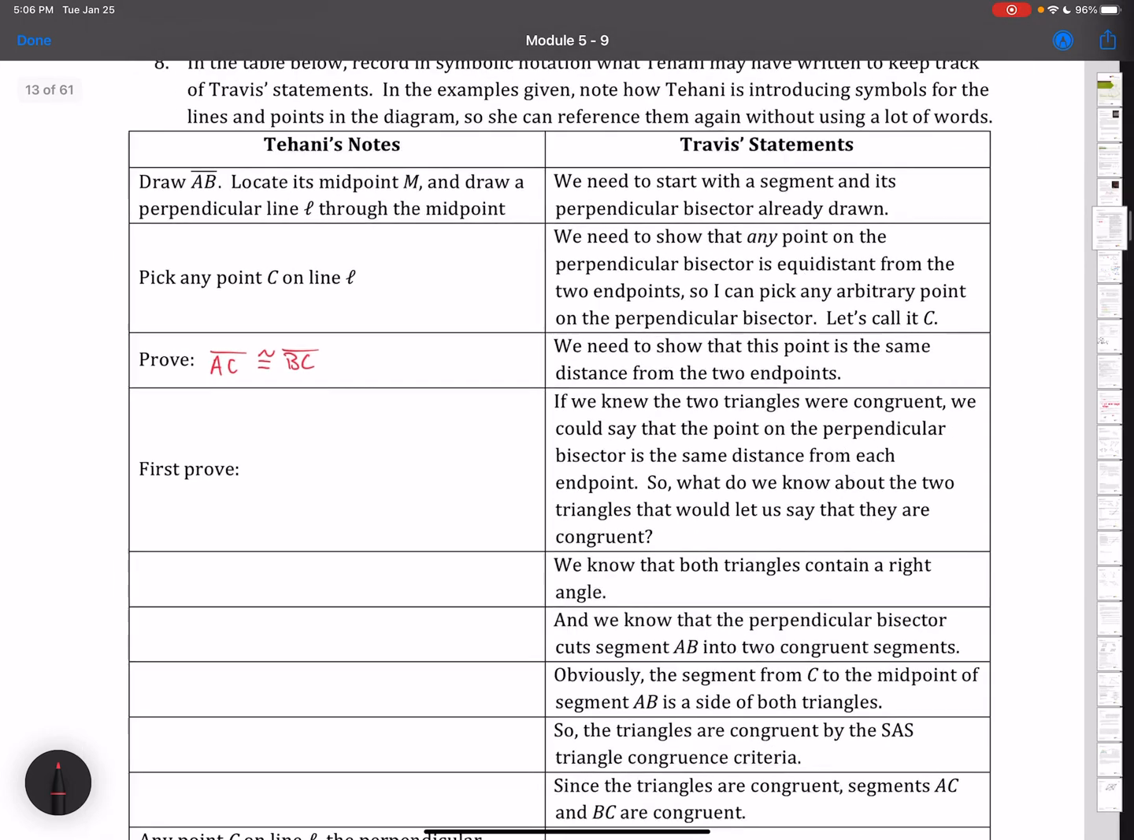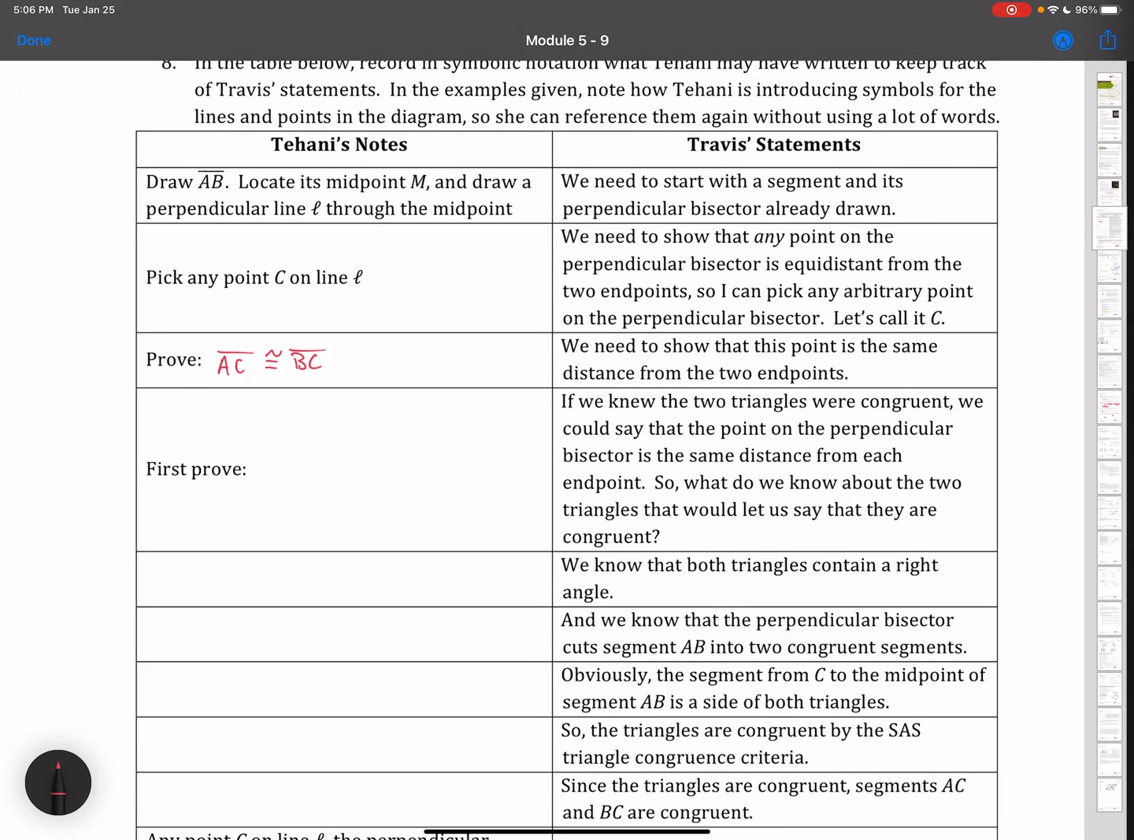Now, Travis says if we know the two triangles were congruent, we could say that the point on the perpendicular bisector is the same distance from each endpoint. So what do we know about the two triangles that would let us say that they are congruent? So we need to first figure out, okay, what do we need to first prove, rather, before we can say that segment AC is congruent to segment BC? What do we need to do before that?